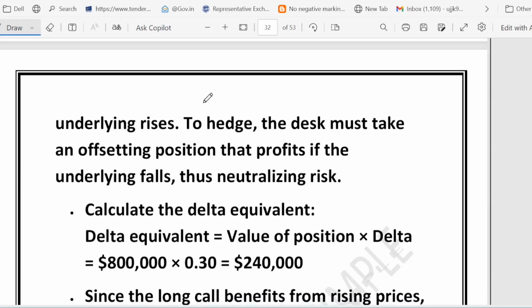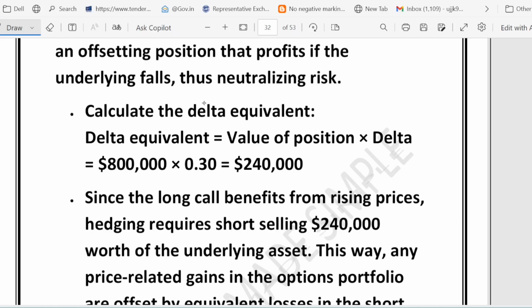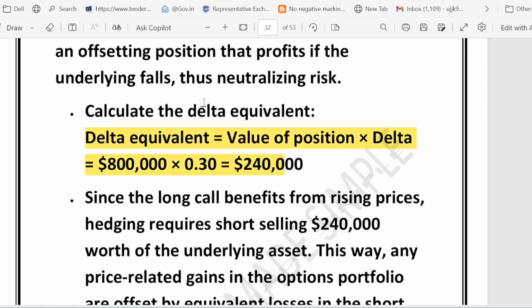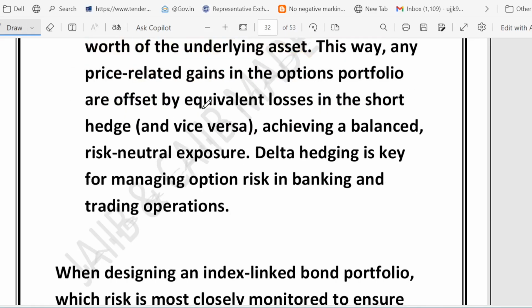So I hope the answer is clear. Just remember this formula, very important: delta equivalent is equal to value of position multiplied by delta. You can think of delta hedging like balancing a seesaw. Your call option tilts it to one side, and to balance it you put an equal weight on the other side. When both are equal, no matter which way the market moves, you will stay steady. That's called delta equivalent.